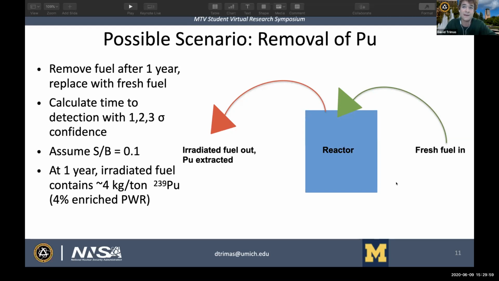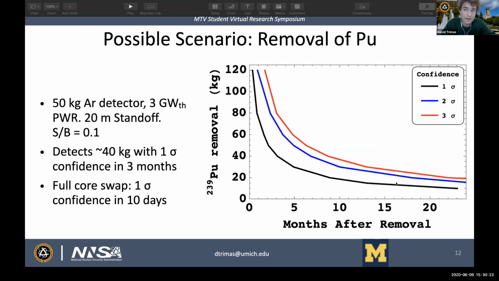I then calculate the time to detection with 1, 2, and 3 sigma confidence. And again, I assume this signal to background ratio of 0.1. I just want to mention, after 1 year, this irradiated fuel contains about 4 kilograms per ton of plutonium-239 for a 4% enriched PWR. So for this 3 gigawatt thermal PWR, which I'm showing now, a full core swap corresponds to about 120 kilograms of plutonium-239. So what I'm showing here is the amount of plutonium that I remove, and the amount of time it takes to detect it with a certain confidence.